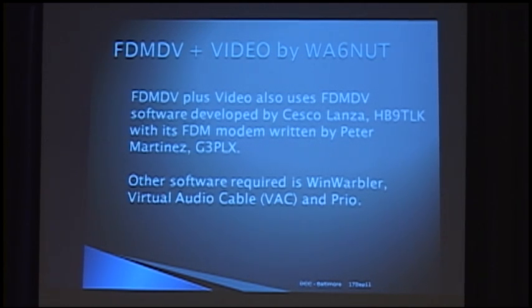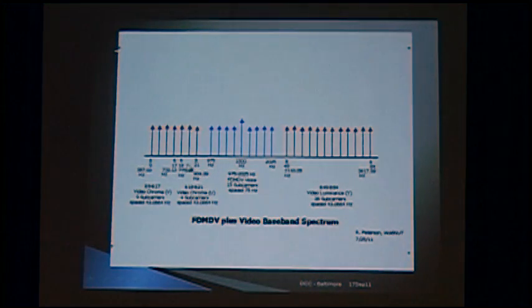Again, it uses FDM-DV software from Cisco. Other software required is WinWarbler, virtual audio cables, and this priority software. This is what its spectrum looks like, from 387 to 3617, which means the bandwidth of this signal is 3.6 kilohertz, and he may even have to widen that a little bit more.